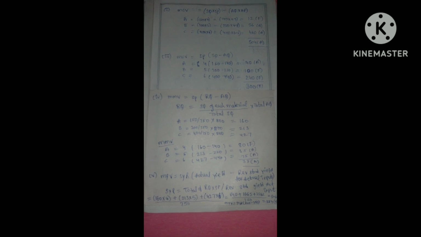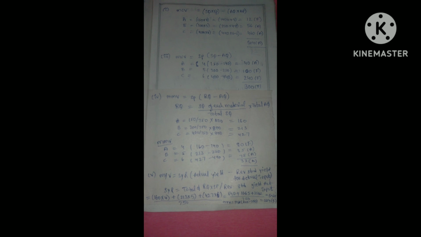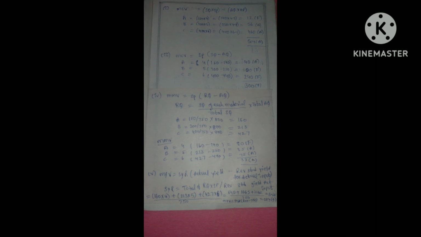So we have to calculate for chemical A, chemical B and chemical C. In chemical A, standard price is 4, standard quantity is 150 and actual quantity is 140. So 4 into (150 minus 140), we will get 40 adverse. In chemical B, standard price is 5, standard quantity is 200 and actual quantity is 220.